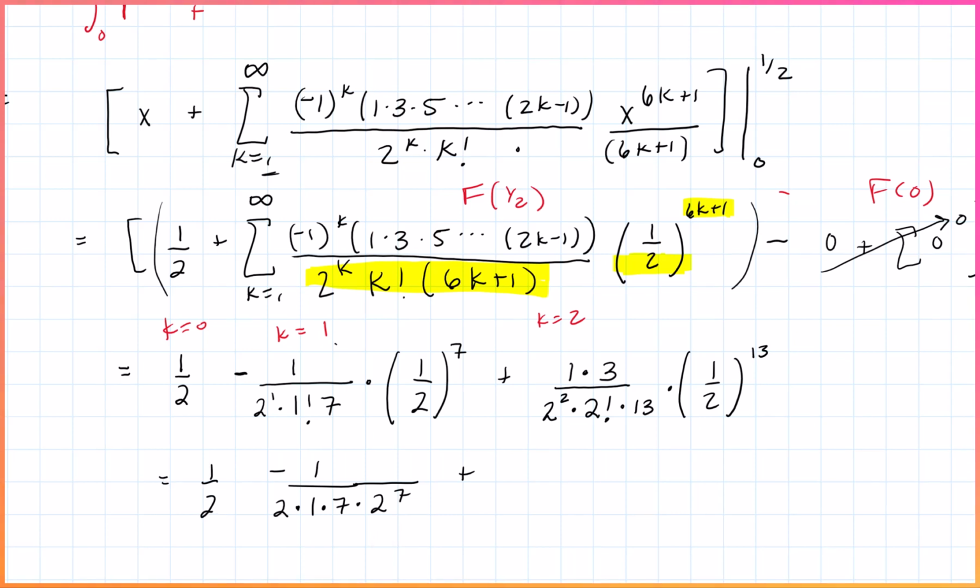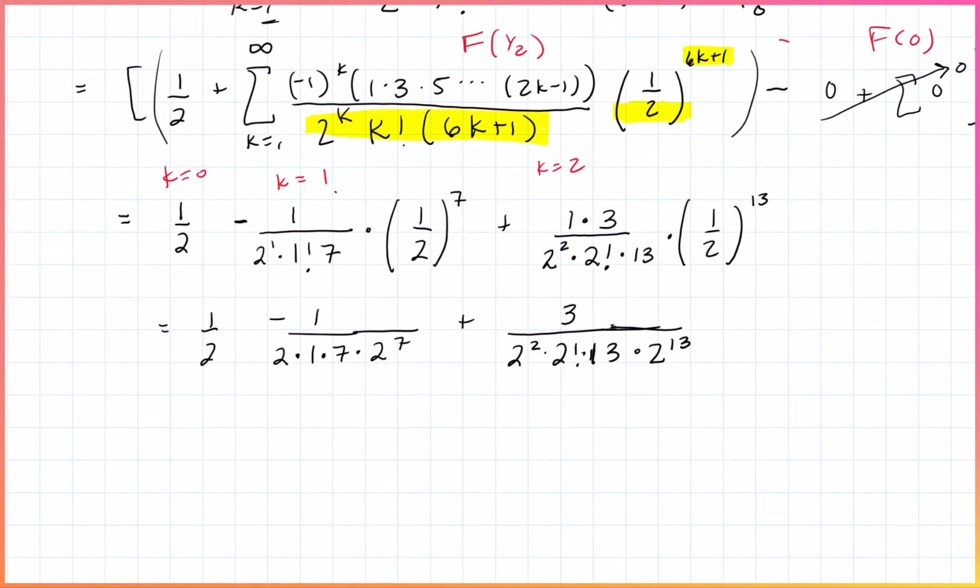I'm going to carry a couple more terms down. I'm going to grab my calculator, because I think this term might be enough to get us where we need to be. So we have 1 times 3 in the numerator, which of course is just 3. In the denominator, we've got a 2 squared, a 2 factorial, a 13 times 13, and a 2 to the 13th power when we distribute that exponent to the numerator and denominator of the 1/2.